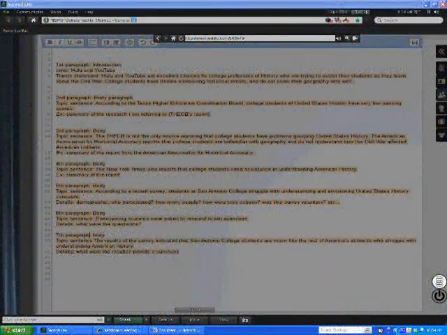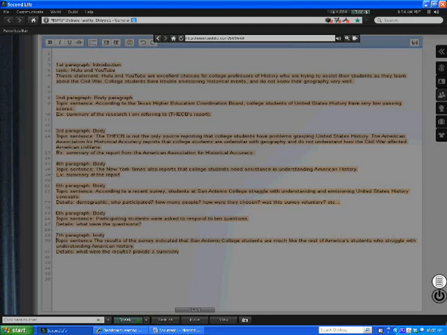So the 7th paragraph is a body paragraph, and it kind of concludes your survey and the research that you've already conducted, or your field research. And so we're going to move to the next body paragraph, and it still has to have a topic sentence just like all your other ones.